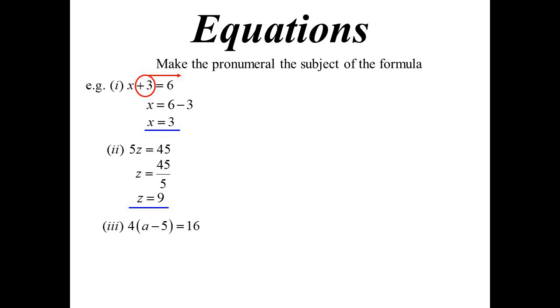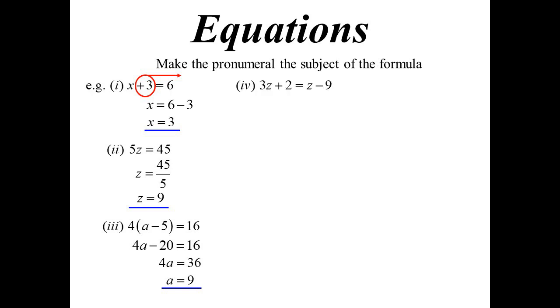4 outside of a bracket, minus 5, equals 16. I have a choice. I could do the division first, pass it through the equal sign. I could expand out first. Which way did I do it? I expanded out first. Expanded out, I want to move that 20, or negative 20 in this case, through the equal sign. So I've added 20, 36. I now want to move the 4 through, so I divide it, I get 9.